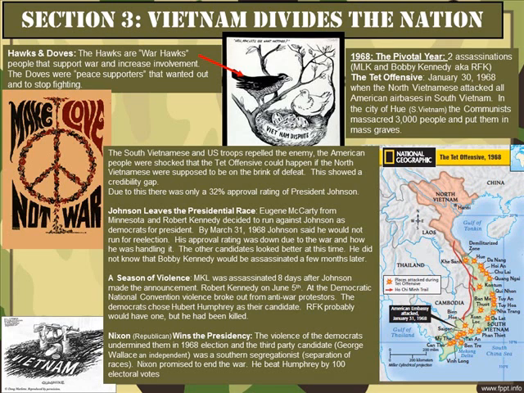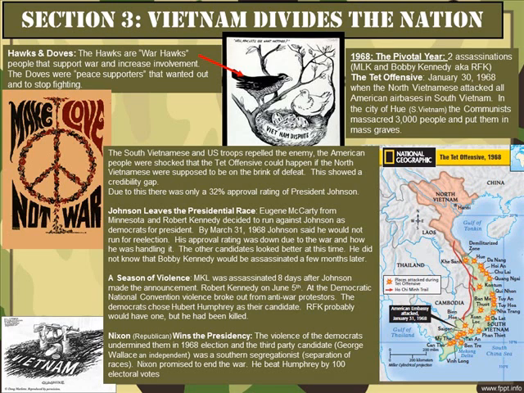The South Vietnamese and U.S. troops repelled the enemy. The American people were shocked that the Tet Offensive could happen, and the North Vietnamese were supposed to be on the brink of defeat. This showed a credibility gap. So credibility gap is when we think the government is not telling us the truth. Due to this, there was only a 32% approval rating of President Johnson.